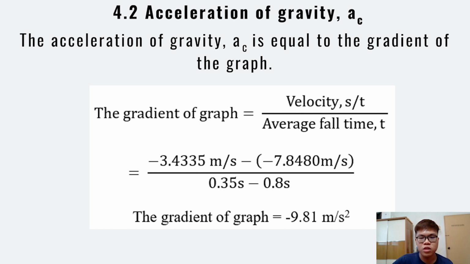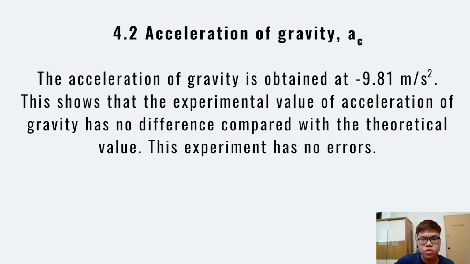By substituting the values into the equation, we have obtained the gradient of the graph to be negative 9.81 meter per second square. Hence, the acceleration of gravity is obtained at negative 9.81 meter per second square. This shows that the experimental value of acceleration of gravity has no difference compared with the theoretical value. This shows that the experiment has no errors.